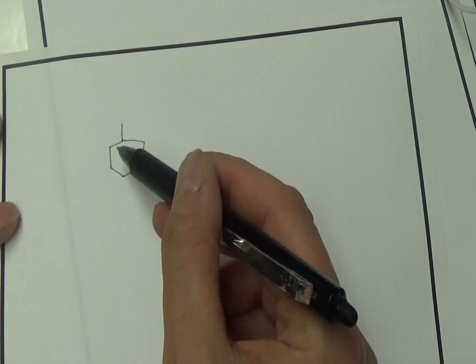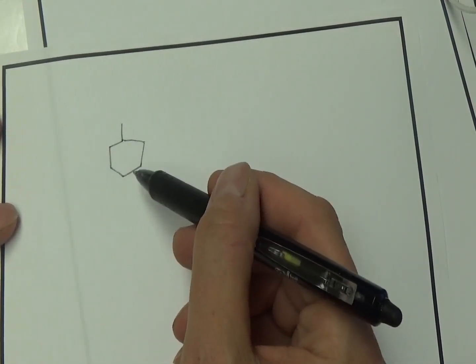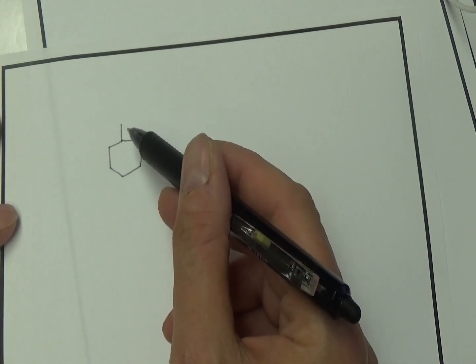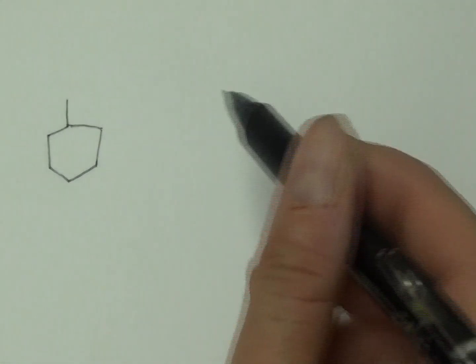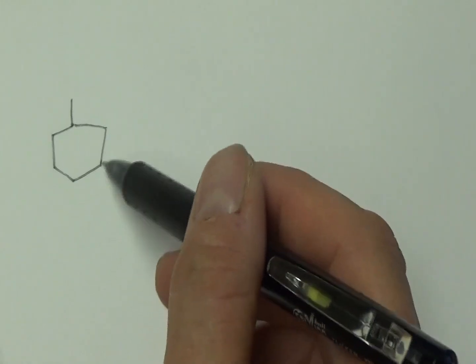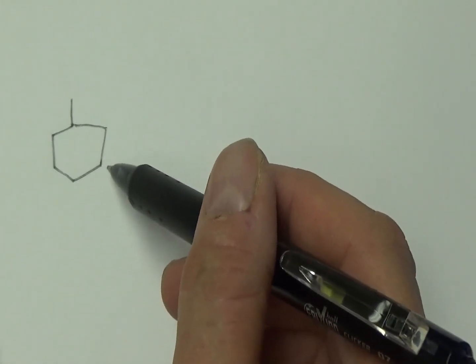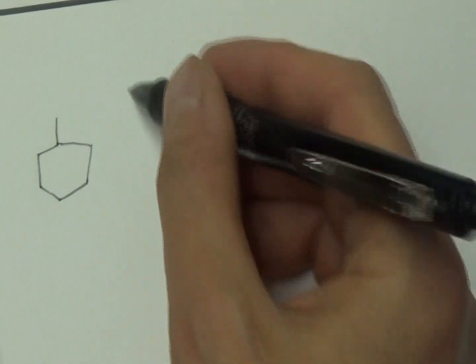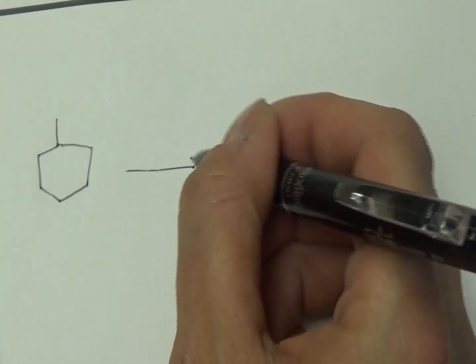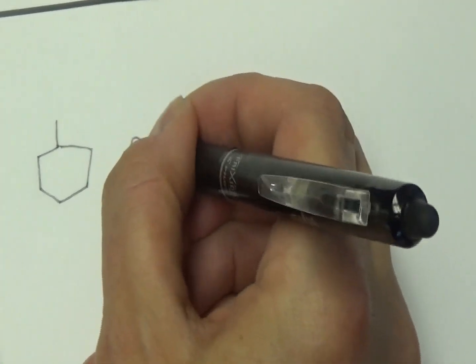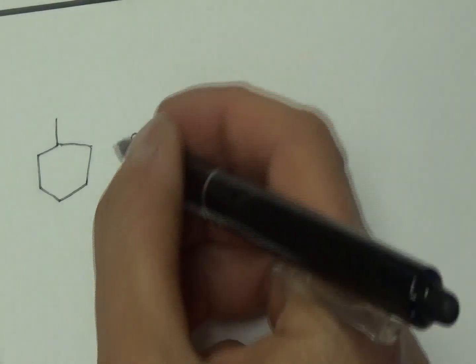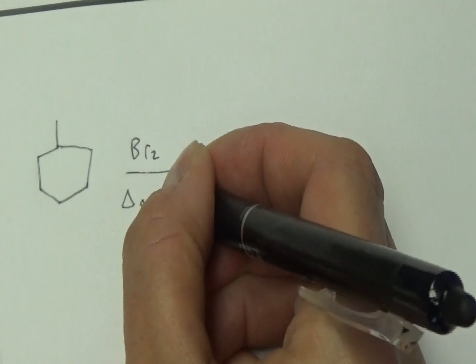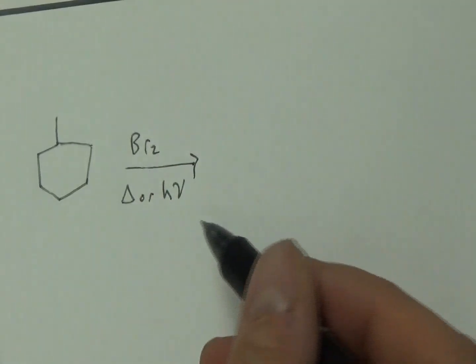Alright, so it's cyclohexane, so there's 6 carbons on the ring. 1, 2, 3, 4, 5, 6. And there's a 7th carbon, a methyl group there. And we'll get into the naming of these and all the properties next chapter, which is about cyclic alkanes. But for now, you know the basic idea, right? Alright, so let's do Br2. And what's the thing you also have to do for all these reactions? Either heat or light.